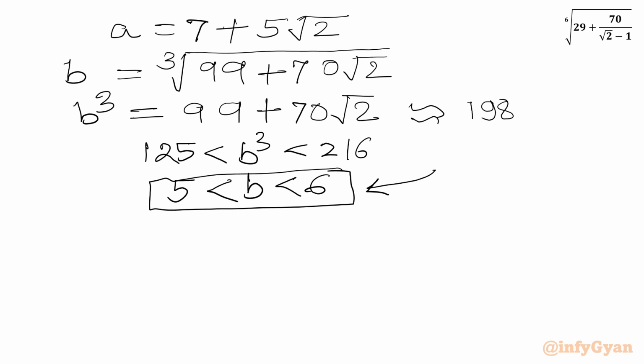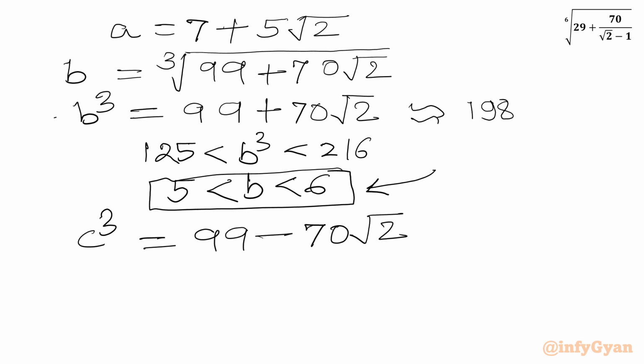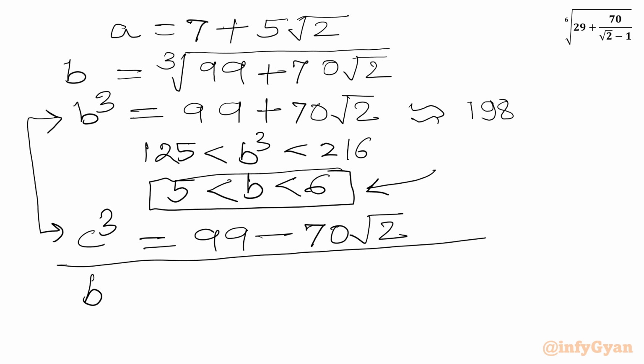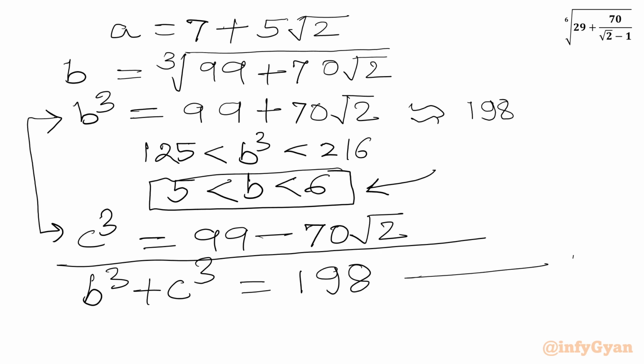Now I will consider C cube, which is the conjugate of B cube. So I will write 99 minus 70 square root 2. Now I will add these two equations. Let's add. So we will get B cube plus C cube. This value will be 99 plus 99, so 198. Let us say this is equation 1.